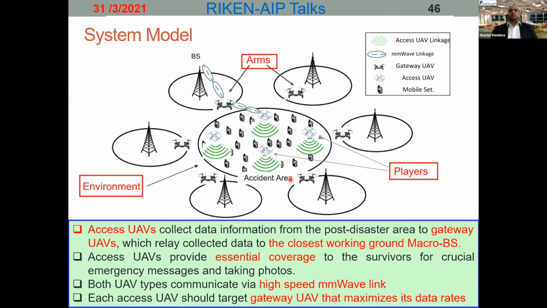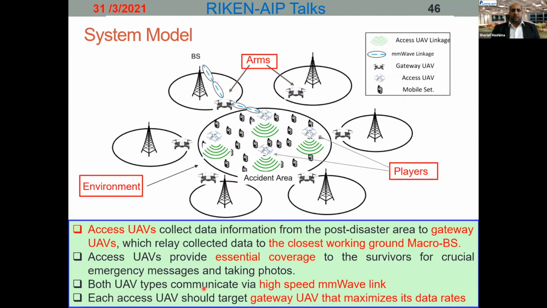Now we formulated this problem as a multiplayer multi-armed bandit with a decentralized or distributed setting, where the players are the access UAVs, and the arms are the gateway UAVs, and the environment is a millimeter wave environment. The decentralized or distributed setting means the access UAVs will play the game selfishly and don't cooperate with each other to manage collisions that might occur.